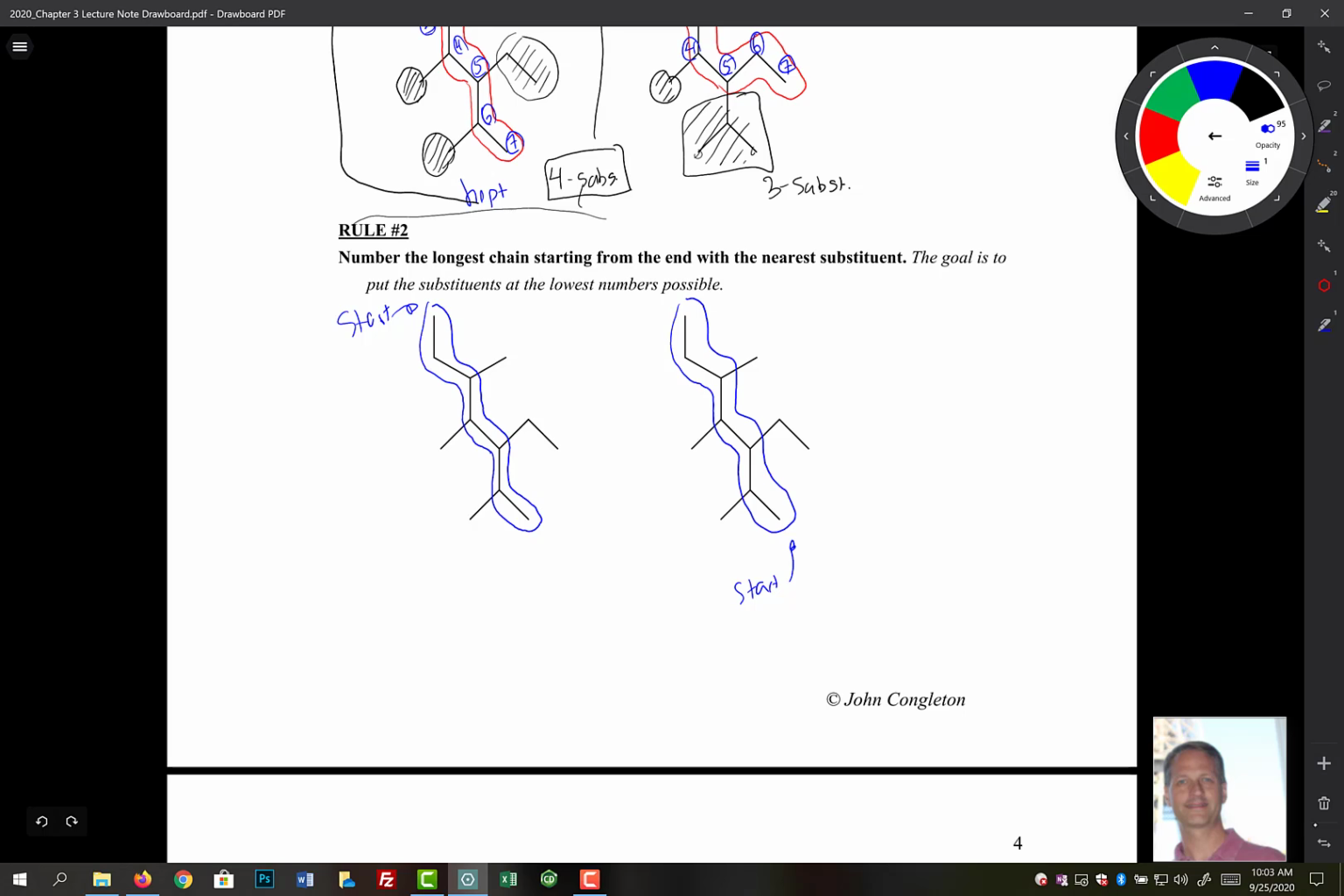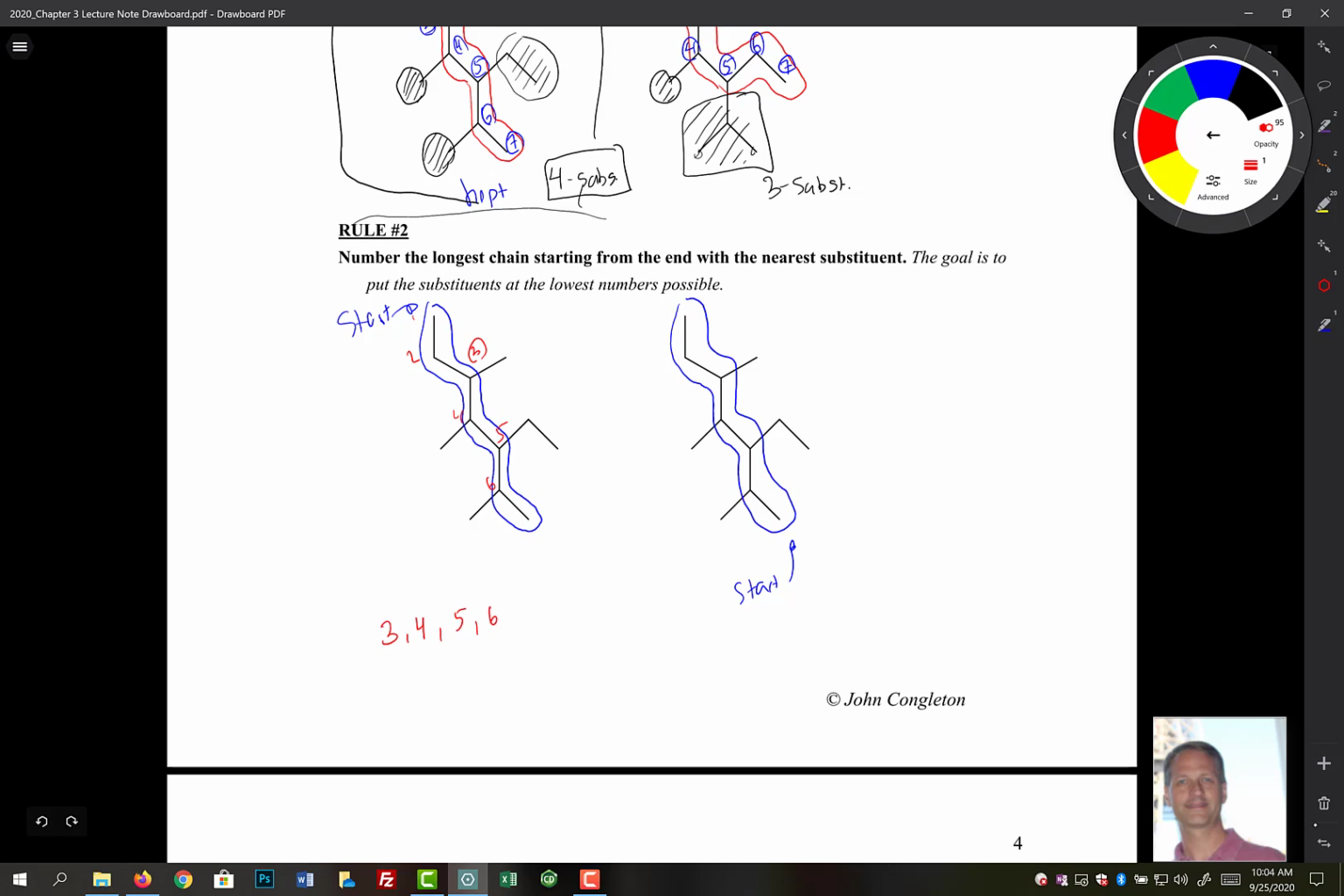That is the question. Now in each case we still have 4 substituents. So let's number. So this is 1, 2, 3. So this would have a substituent at number 3. And then this is 4. So it'd be at 3 and 4. And down here we're at 5. So 3, 4, 5, and 6.